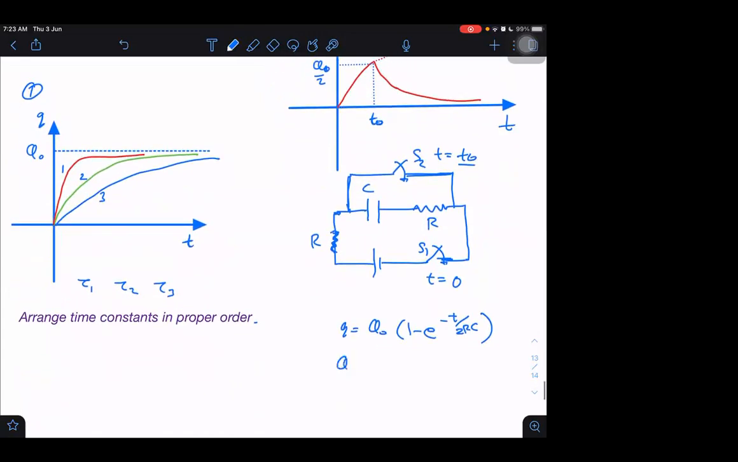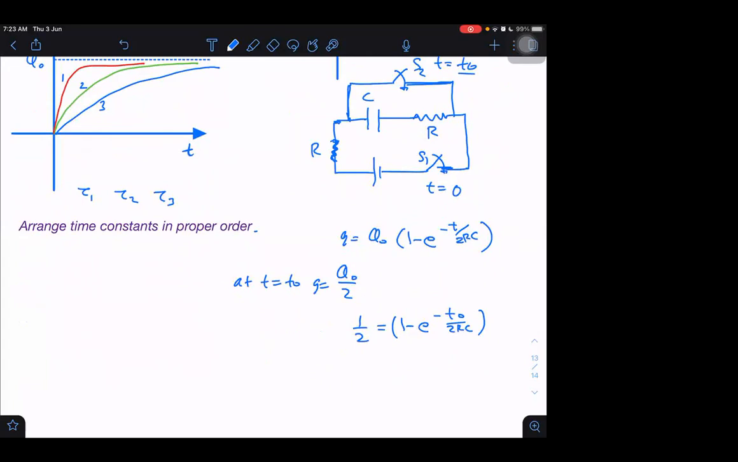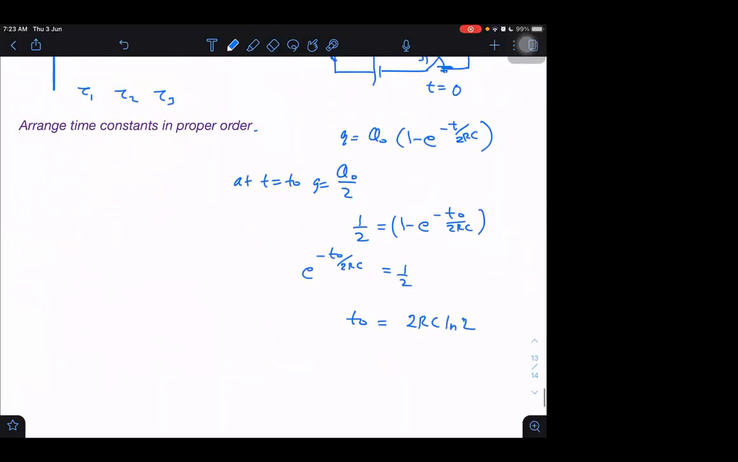Now, I want Q to be equal to Q naught by 2 at T equal to T naught. Let us use this one. Then I get 1 by 2 is equal to 1 minus e raised to power minus T naught by 2RC. What do we get then? 1 minus 1 by 2 is 1 by 2, and on the other side we get e raised to power minus T naught by 2RC. Then I get T naught is equal to 2RC ln 2. Or I can say time constant into ln 2.